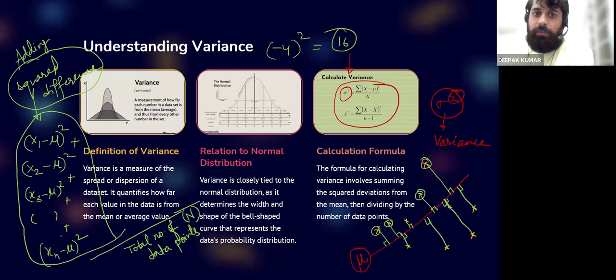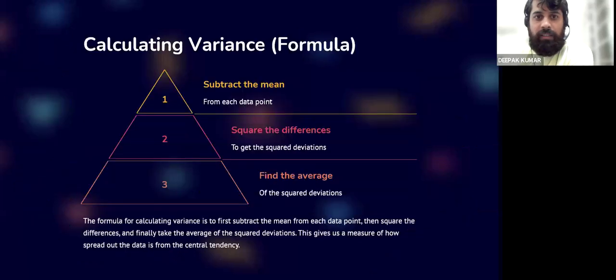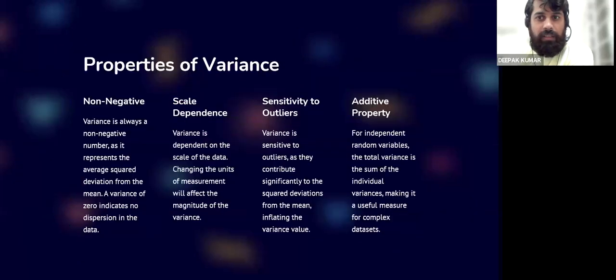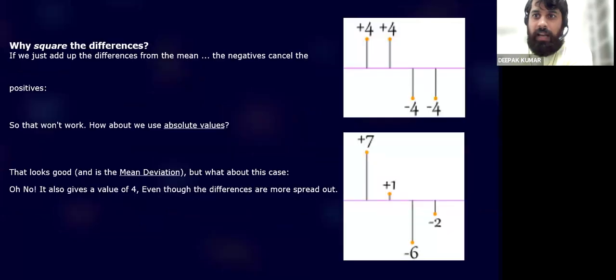So then the question comes, why are we not using anything other than square? The answer to this is in this slide. I'll use this slide for reference. See, why did we take a square difference? If we just add up the difference from the mean, what happens?